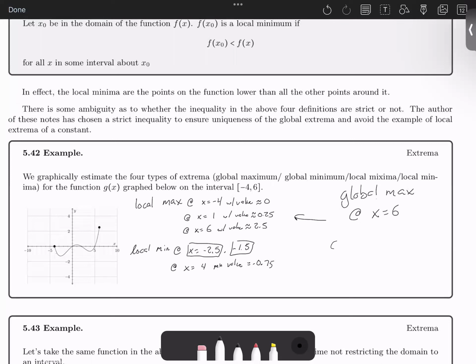All right, what about your global minimum? The point on your function that is smaller than everything else. The smallest y value that we get is from that minimum there. So that was when x was equal to -2.5. That's where we have the smallest part of our function, the smallest function value.